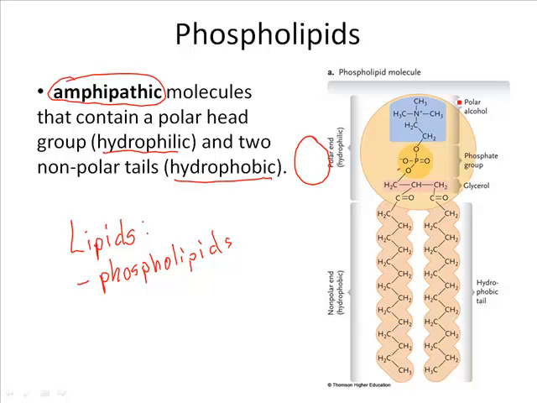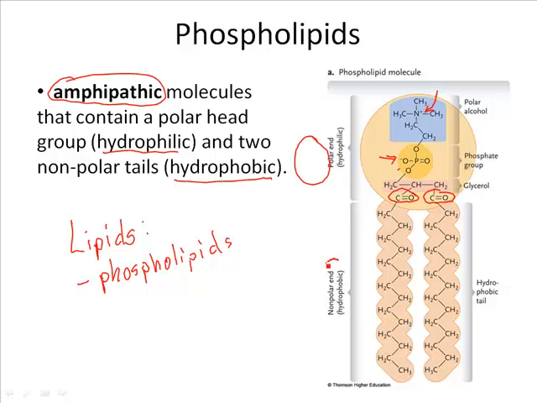Now, the reason they call it a polar head group is we can see we have some carbonyl functional groups, which we know are polar and hydrophilic. We have a phosphate group, which we know is polar and hydrophilic. We also have this positively charged nitrogen, which we know would be able to interact with water. So if you look at the polar head group, it's hydrophilic based on the functional groups present.